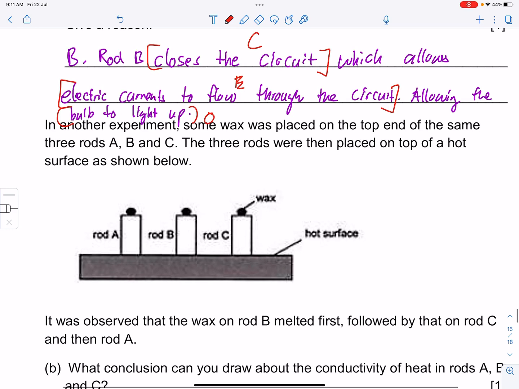Okay, this is a very tricky question. Actually, it's a very simple question, but many of you wrote it wrongly. In another experiment, some wax was placed on top of the same three rods. The three rods were then placed on top of a hot surface as shown below. So this is the hot surface, and what it means is that the heat will pass on to the rod and eventually to the wax.